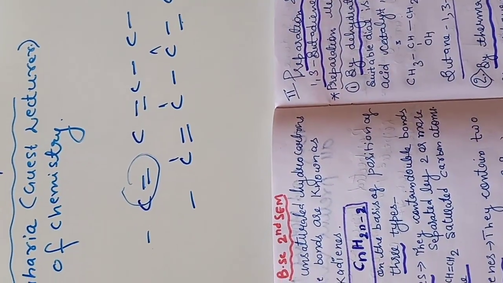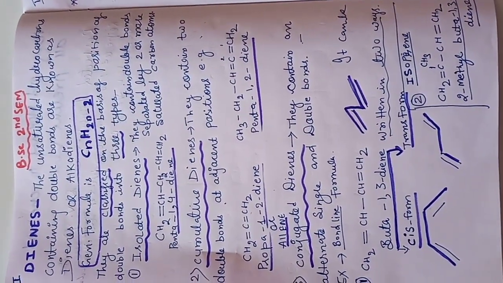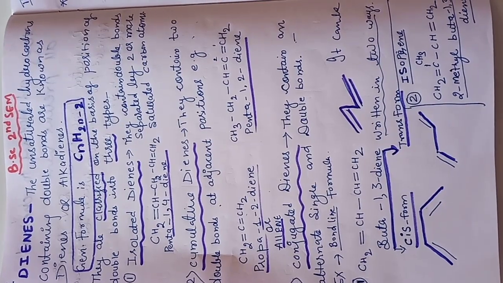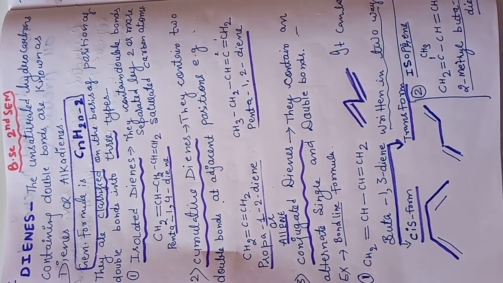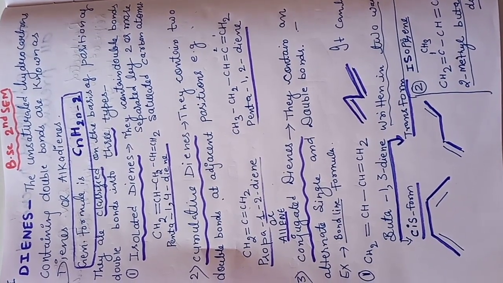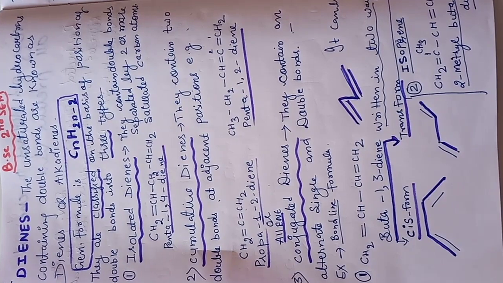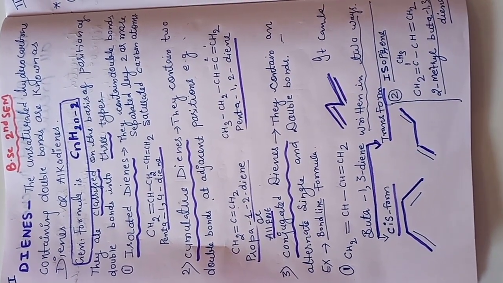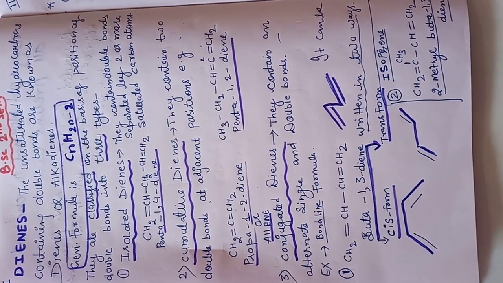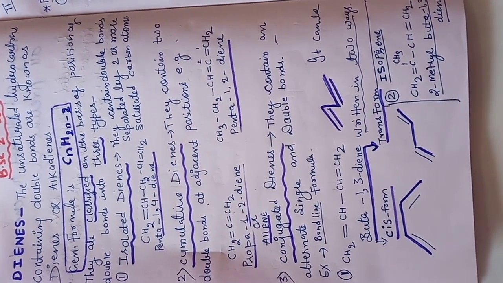So let us discuss in detail according to our syllabus. What are dienes? The unsaturated hydrocarbons containing two double bonds are known as dienes or alkadienes. The general formula is CnH2n minus 2. Now we can classify the dienes on the basis of the positions of the double bonds.